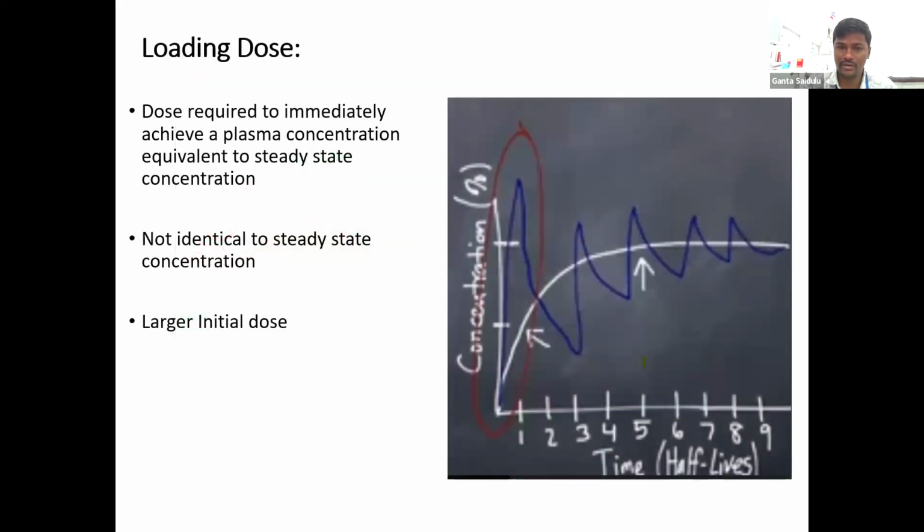So basically, what is the loading dose? Loading doses are required to immediately achieve the plasma concentration that is equivalent to the steady state concentration. If you see this graph, when I give the loading dose, I can immediately achieve the Cmax that is almost equal to the steady state concentration. Usually the steady state concentration we can achieve after 4 to 5 half-lives of the particular drug. But it is not always identical to the steady state concentration. So basically it is a larger initial dose.